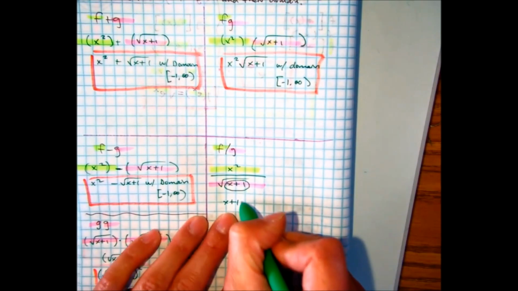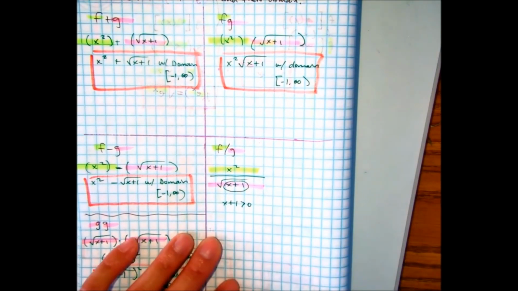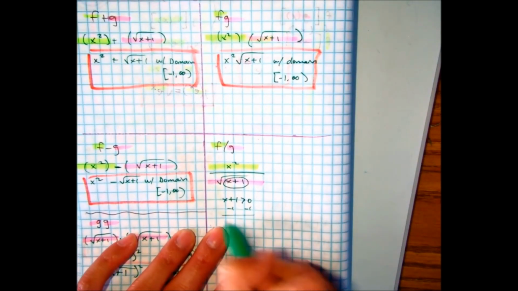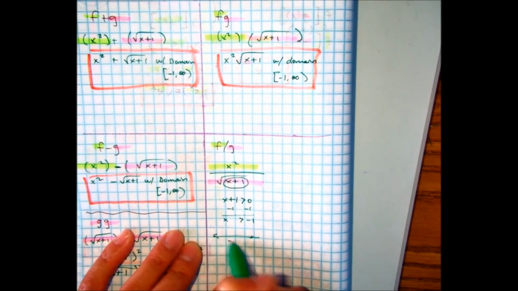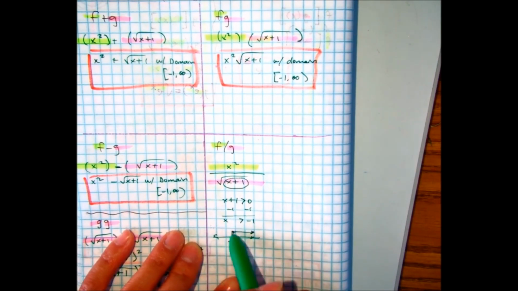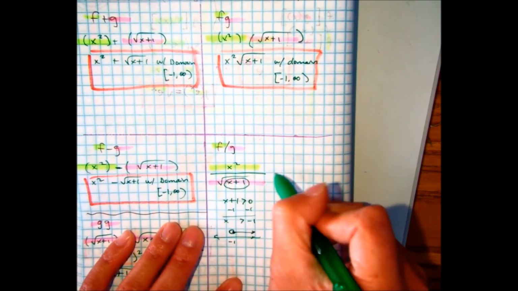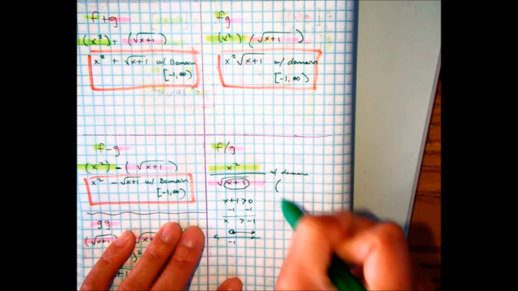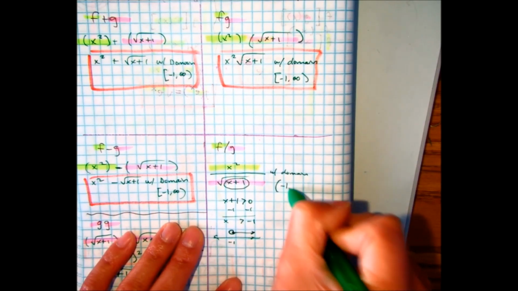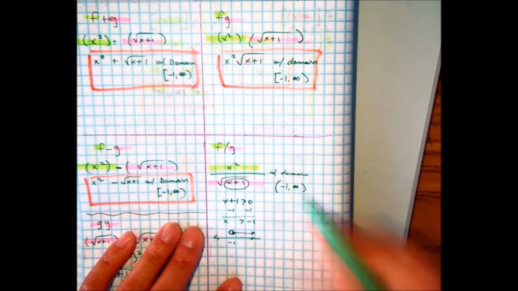So here you're going to make it greater than 0. Subtract 1, you'll get x is greater than negative 1. On a number line, it looks like this. Sorry, that should be an open circle. And so your answer is this, with a domain, pay attention, parentheses, negative 1 to infinity.